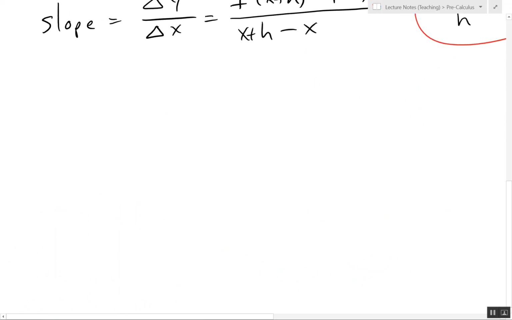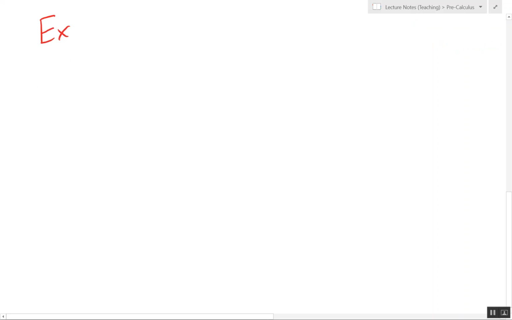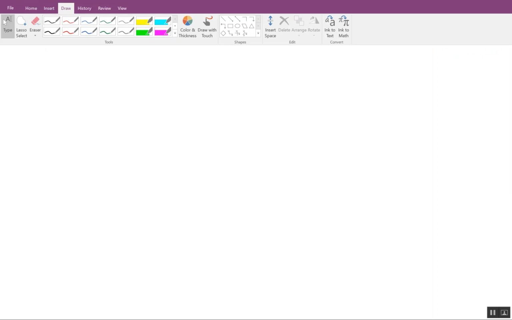Well, let's go this way instead. It won't let me go up or down until I guess I write more. So example. There we go. Let's change over back to a different color.